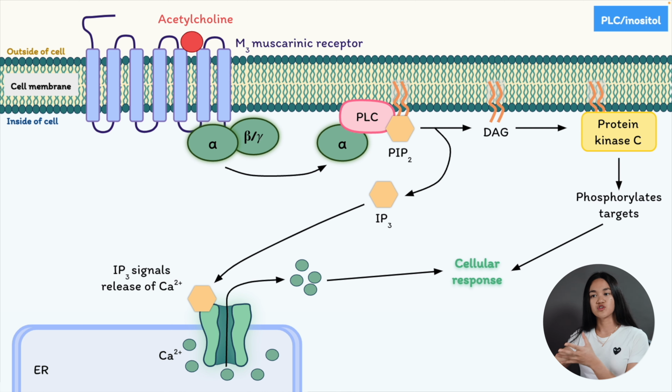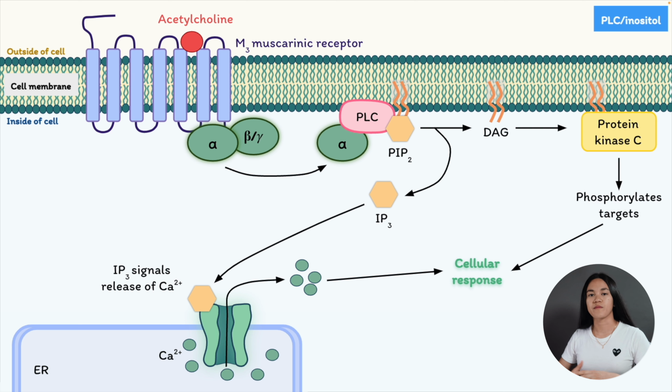If it's being activated in a smooth muscle cell, for example, the increase in cytoplasmic calcium levels will lead to contraction of that smooth muscle. If it's occurring in exocrine cells, it will lead to secretion. So the effect depends very much on the cell type. All right, that's the PLC inositol phosphate pathway.